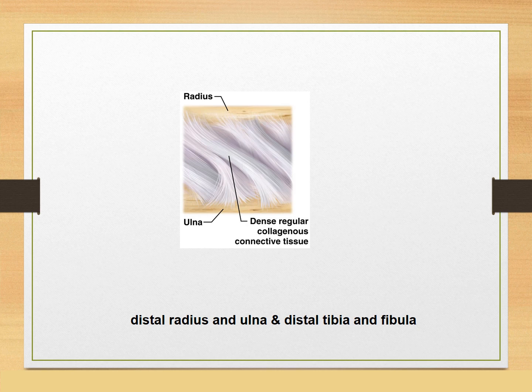This is an interosseous membrane that's made of dense regular connective tissue that connects the radius and ulna and also the tibia and fibula. There's just a little bit of wiggle room, and it keeps these bones parallel to each other.